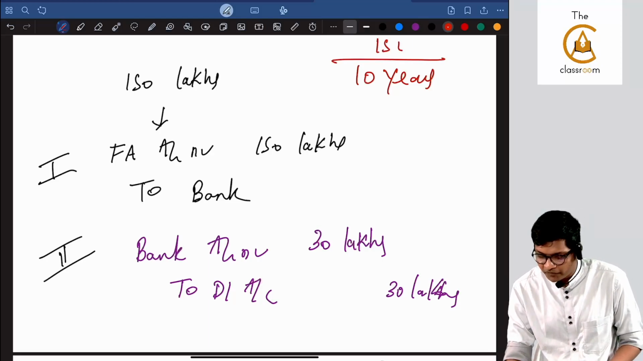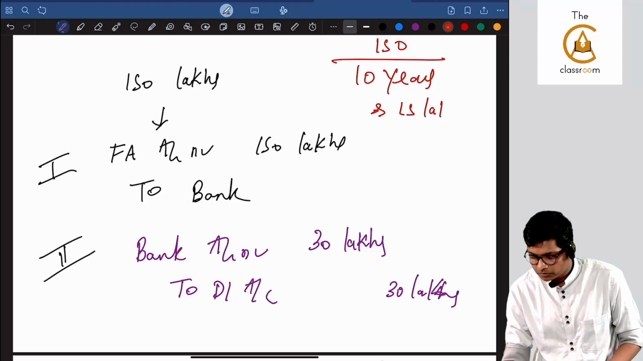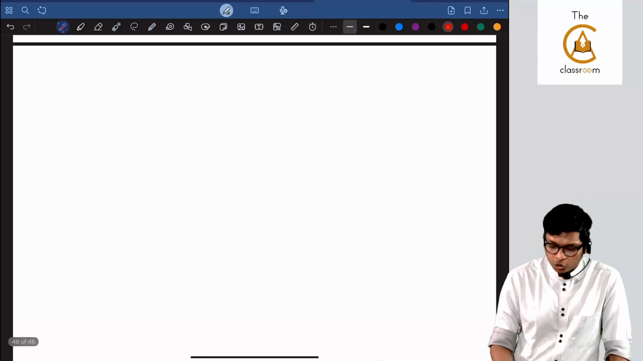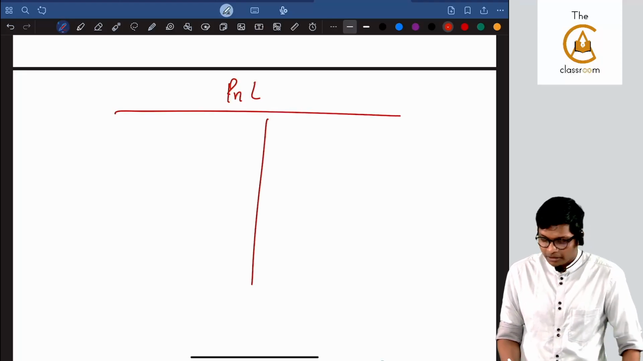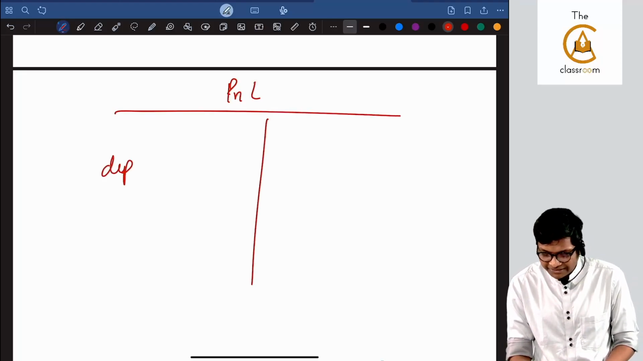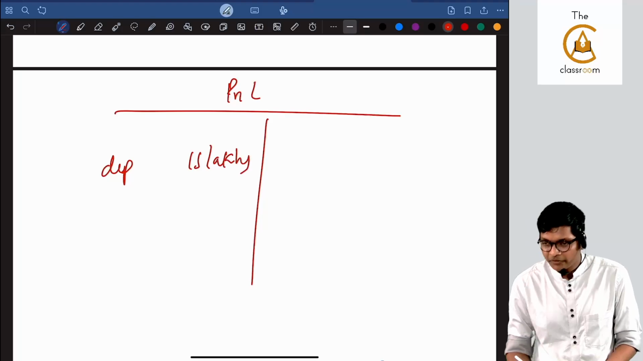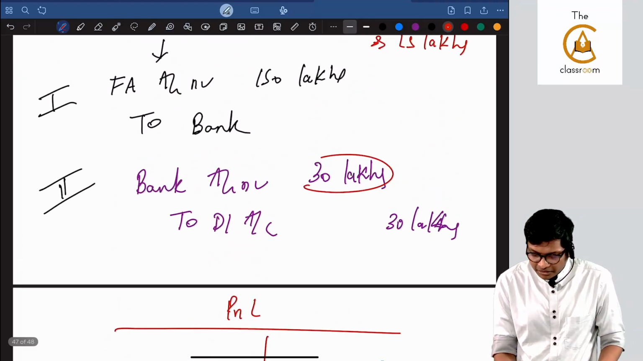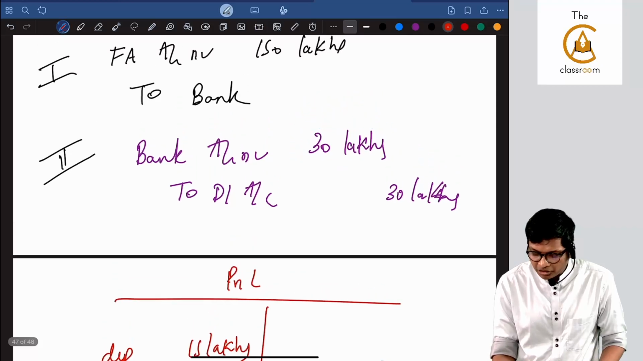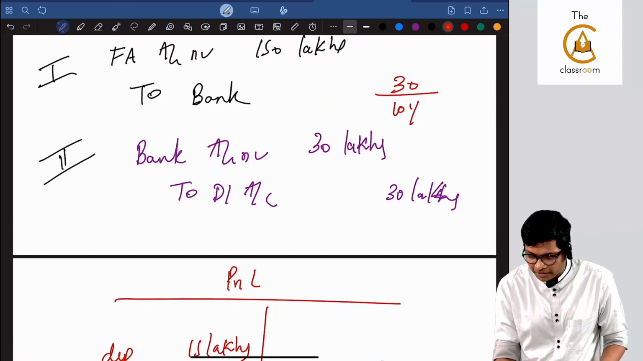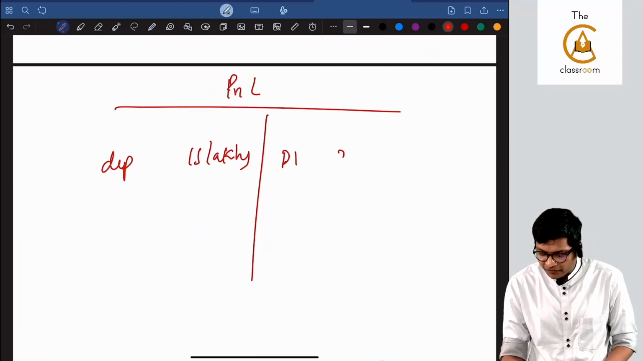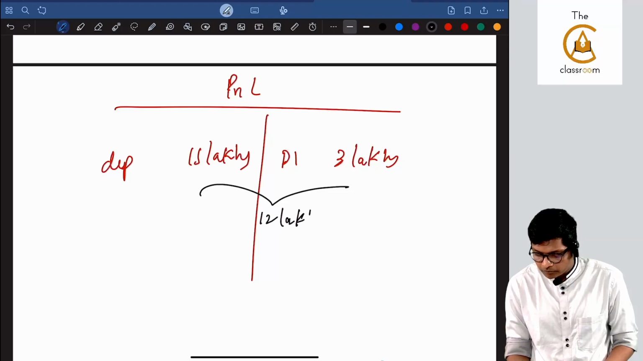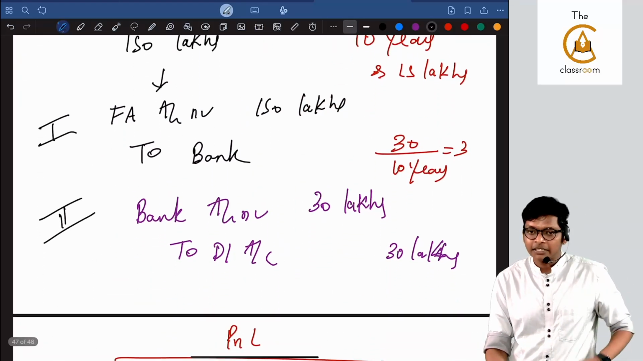So if I do 150 by 10, depreciation will be 15 lakhs per year. So my P&L will look like this. In deferred income, my P&L will be, depreciation will be 15 lakhs and deferred income is 30 lakhs. Every year this also I will transfer equally. So 30 lakhs divided by 10 years, how much, guys? 3 lakhs. This side I will write deferred income 3 lakhs. So net it's going to be 12 lakhs. This is deferred income. Are you following, guys?